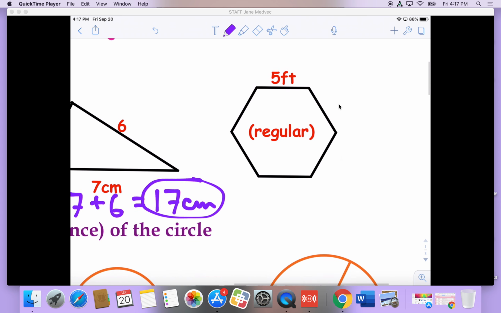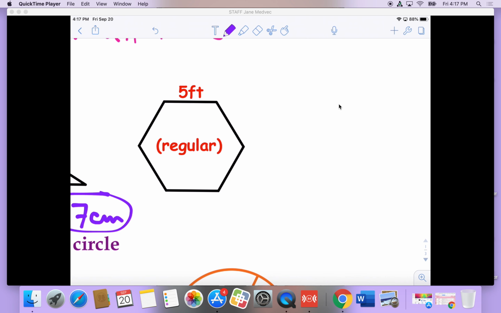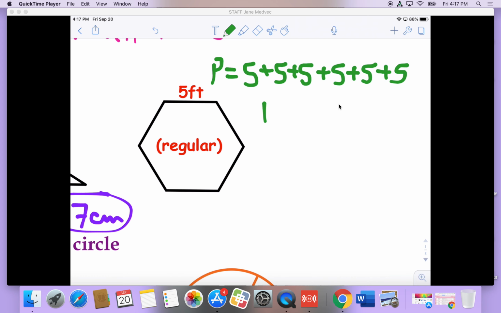The last one is a regular, and this would be a hexagon because there's 6 sides. So the perimeter on this would be P equals, and again, I do add 5 plus 5 plus 5 plus 5 plus 5 plus 5. And so the perimeter is 30, and it would be feet. Notice it's just feet. It's not feet squared. It's just feet because it's perimeter.